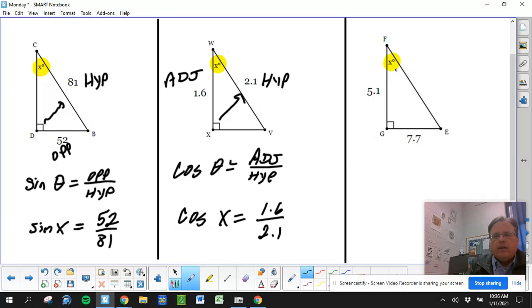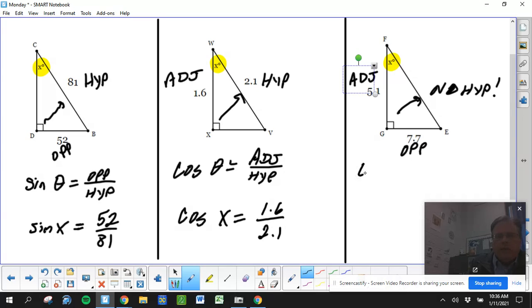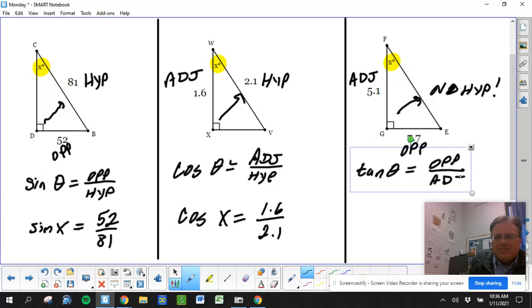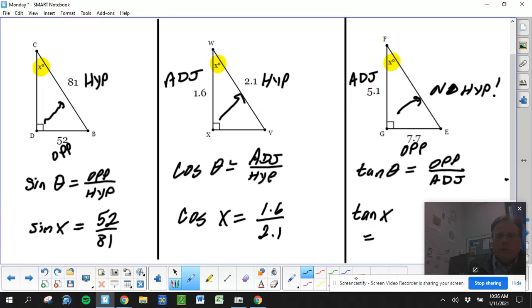And finally, this guy. There's no hypotenuse. So it's neither one of those. But I do have an opposite of 7.7 and an adjacent of 5.1. So what would that be? Well, that would be tangent. And the tangent of an angle is the opposite over the adjacent. I had to slow down. So the tangent of x here, and I'm running out of room because of my little picture, is 7.7 over 5.1. Okay, so then you'd have to use inverse tan.